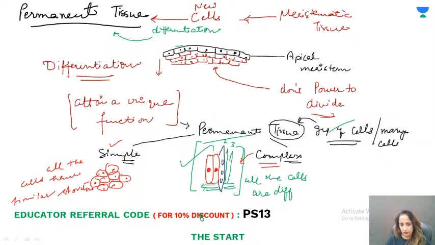Now in my next slide, I will be talking about what is simple permanent tissue and what is complex permanent tissue. What are their different types? What are their different functions? So let's cover that.